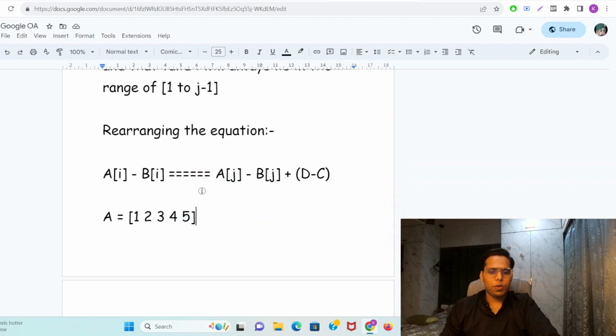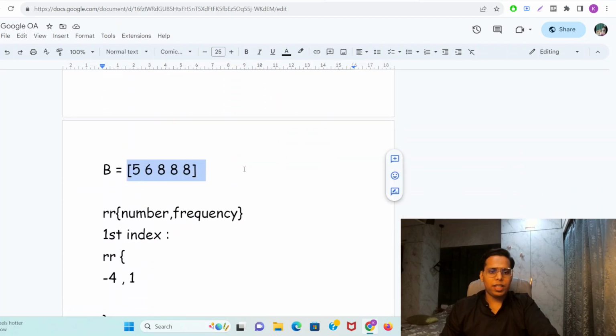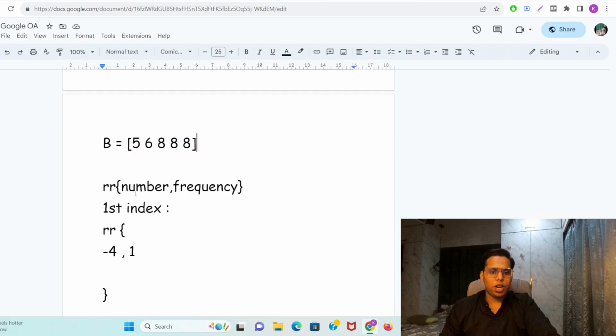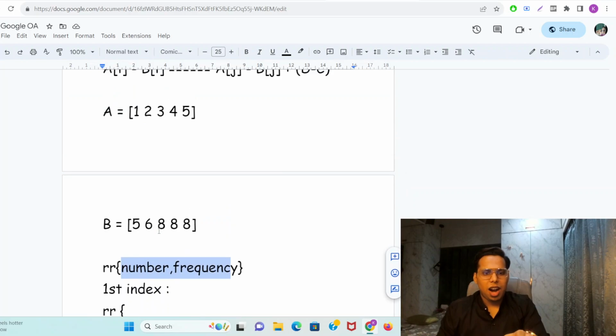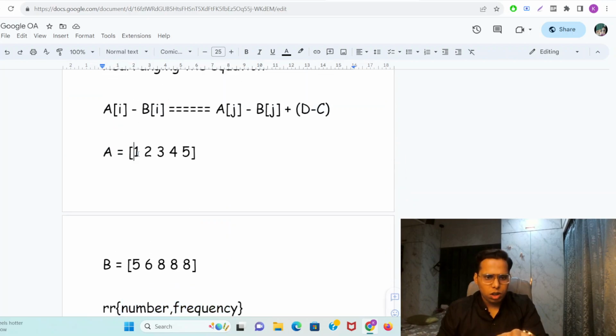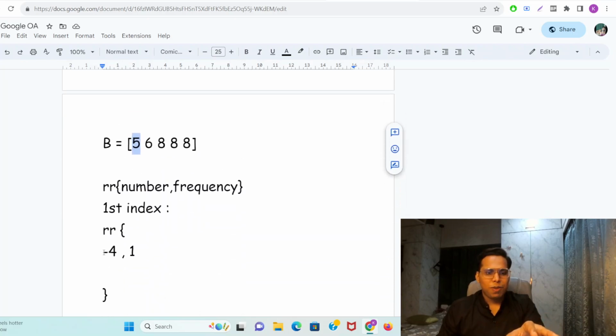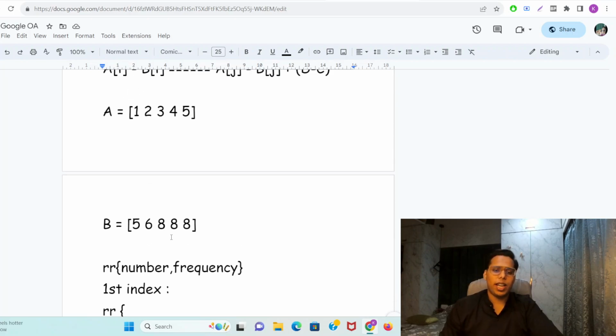So a is 1, 2, 3, 4, 5, and b is 5, 6, 8. Now we store number, comma, frequency. At the first index, what will I do? 1 and 5, so 1 minus 5 is minus 4. So minus 4 comma 1 I have written here. The difference is stored in the hash map. Minus 4 is the difference, and it is coming only one time.